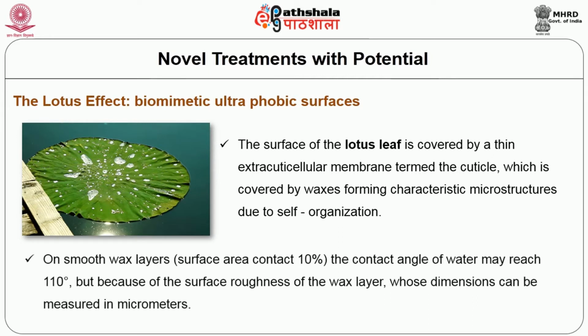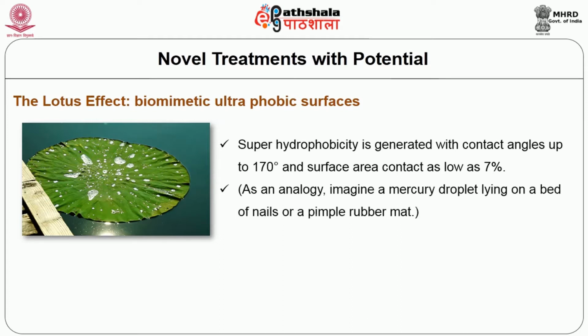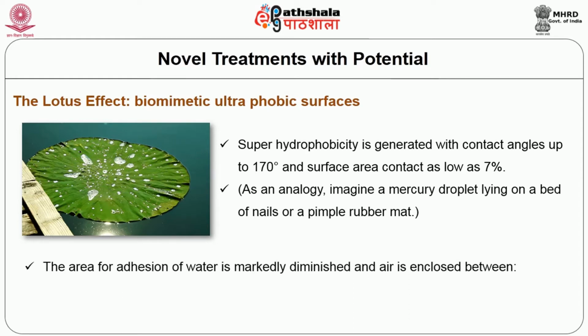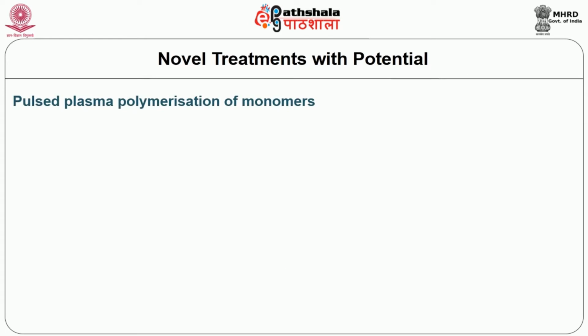On smooth wax layers, that is surface area contact at 100%, the contact angle of water may reach 110 degrees, but because of the surface roughness of the wax layer, whose dimensions can be measured in micrometers, a very pronounced superhydrophobicity is generated with contact angles up to 170 degrees and surface area contact as low as 7%. As a result, the area for adhesion of water is markedly diminished and air is enclosed between the droplets and the wax crystals. The second one is pulsed plasma polymerization of monomers.